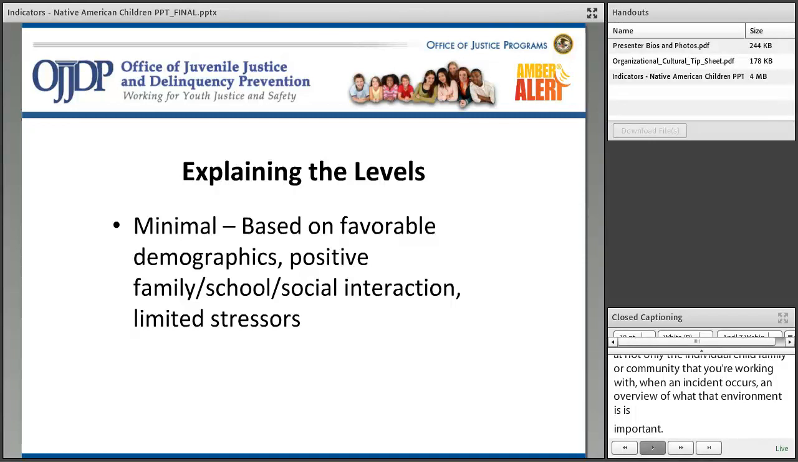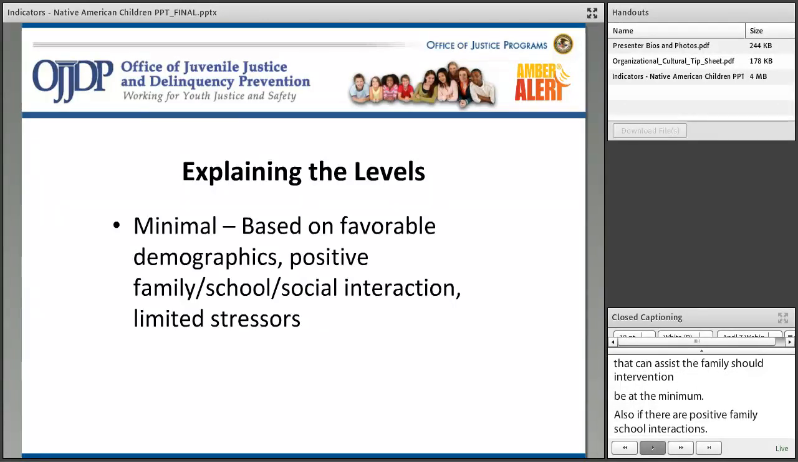Also, if there are positive family-school interactions, if there's an abundance of resources and services within that community, and there are not a high number of family violence incidents or high dropout rates, then we could look at a certain situation or a community as being at a minimal level.